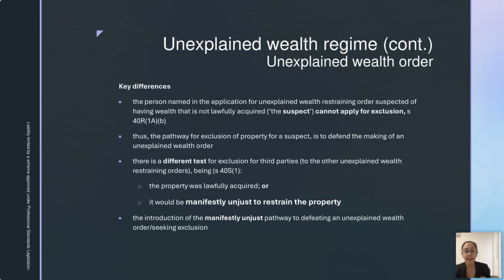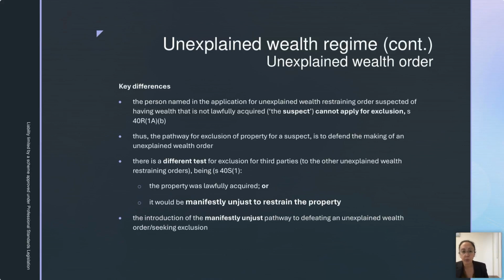So that is the test for a third party. For example, let's say you've got a wife and husband. That's a silly example. Let's say there are two co-owners of a property. One person, though, is the sole registered proprietor. The other person has an interest arising by way of a resulting trust because they advanced the totality of the deposit. They are not registered on title.